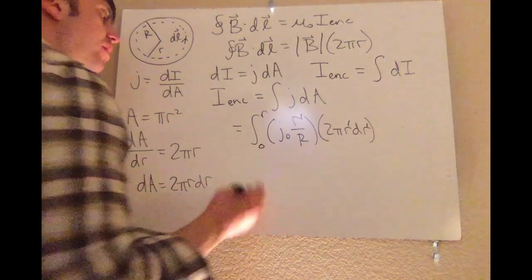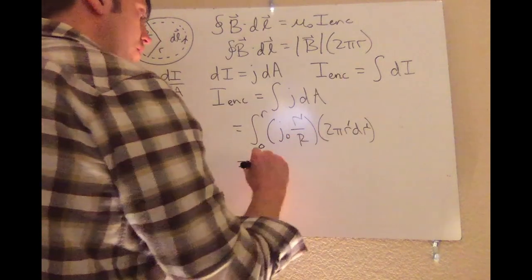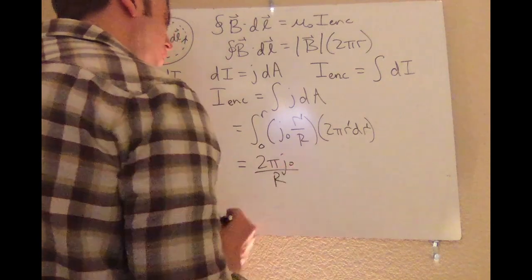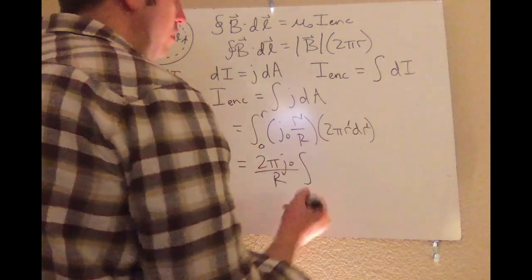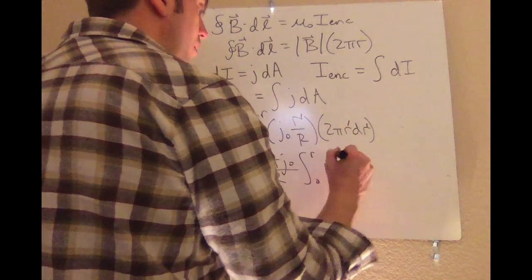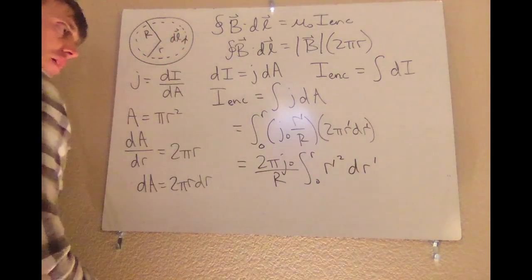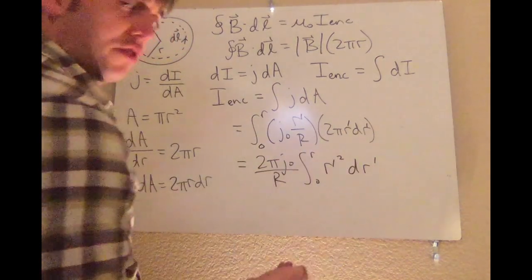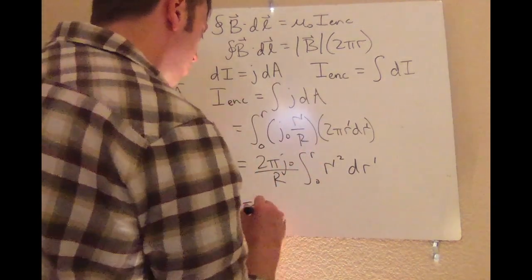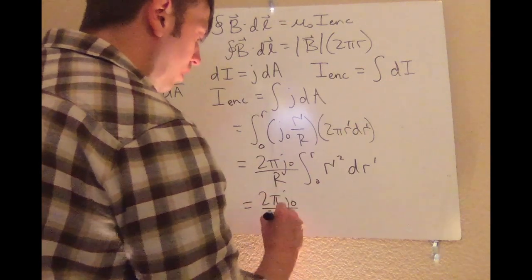But here's what we're dealing with at the end of the day to find I enclosed. We've got constants, which are 2 pi, J naught, and big R. And then all that's left in the integral is 2 factors of r, so we'll call that r prime squared dr. All right, so how does this integrate? It's a simple power rule. r squared goes to 1/3 r cubed. So I have 2 pi J naught divided by big R.